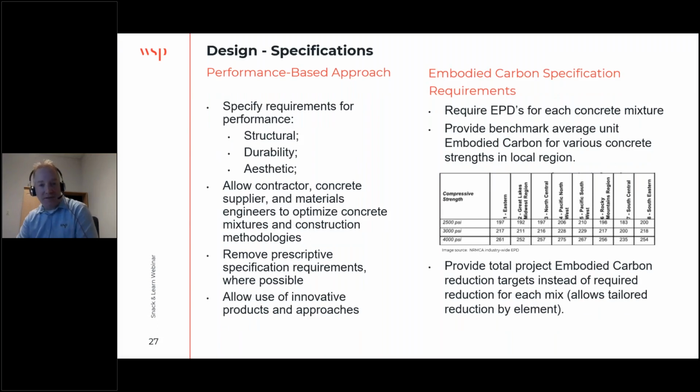By far the most effective approach is ensuring that the specifications and the designs are performance-based. The engineers, the designers will still provide requirements for structural, durability, aesthetic requirements, but really leaving the how. How are we going to achieve that? To the contractor, the concrete supplier, materials engineers, and leave it to them to optimize the concrete mixtures and construction methodologies, rather than telling them put this much cement, put this much water, put this much aggregate in the mix and provide it.